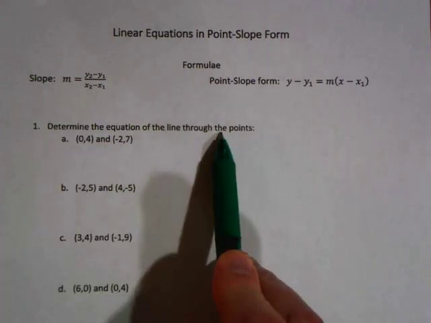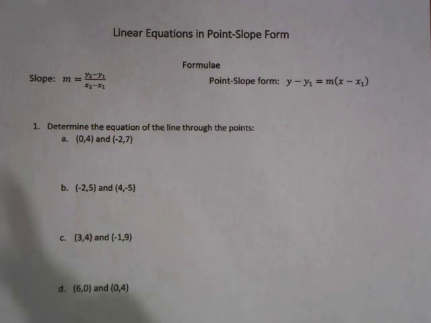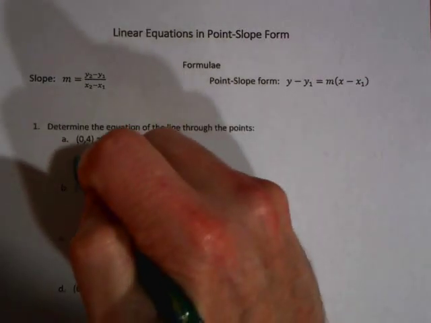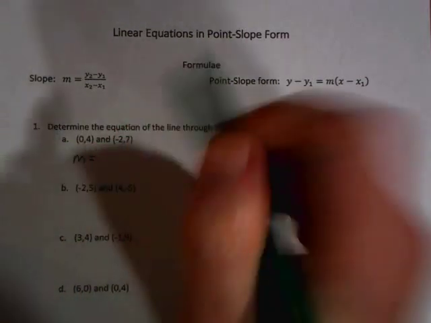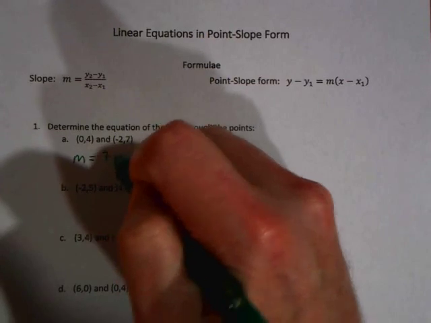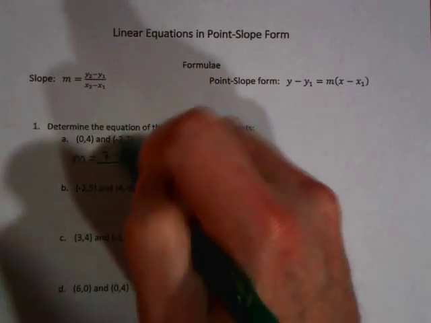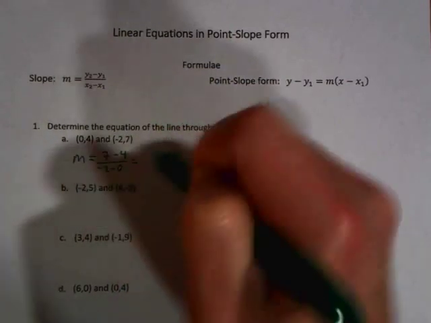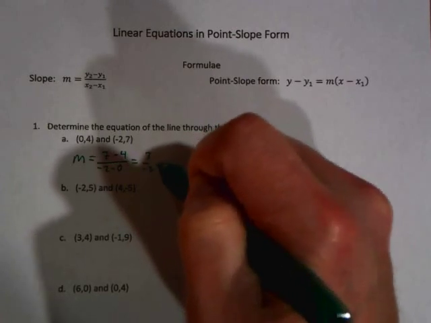Determine the equation of the line through the points. Well, if you watched the previous video, these problems should look familiar. We're just going to do them in a slightly different way. Just like last time, we still have to find the slope. So slope is 7 minus 4 over negative 2 minus 0. That's 3 over negative 2. That's negative 3 halves.